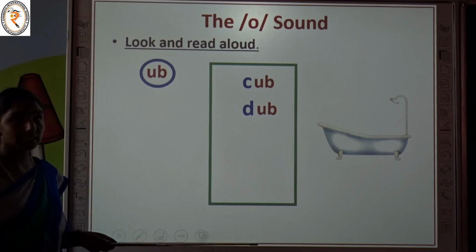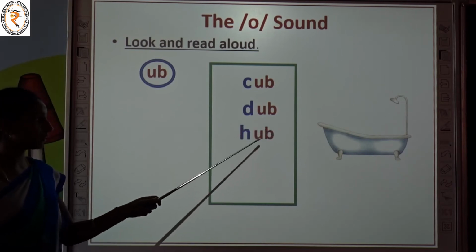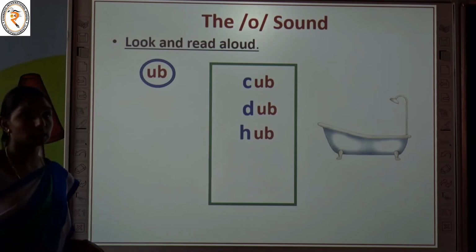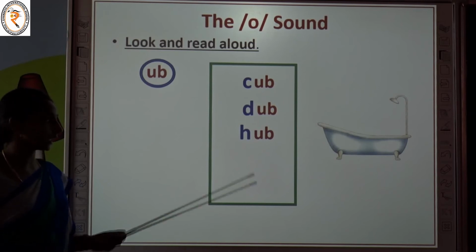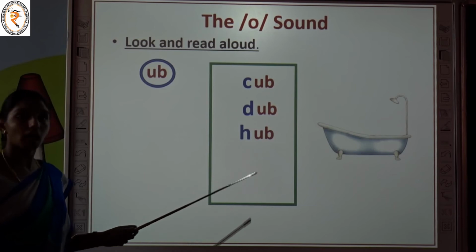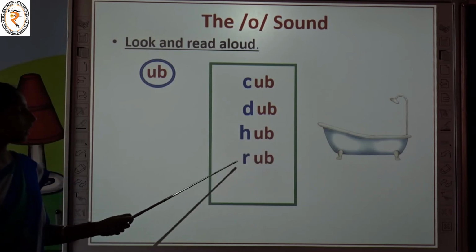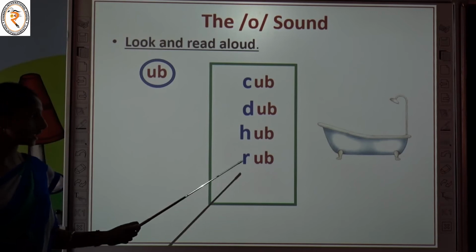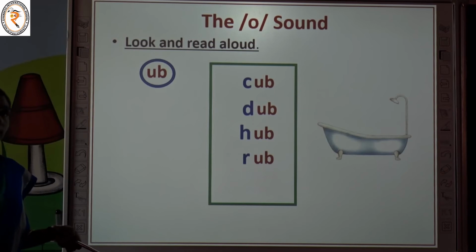The next, again we have ub. D is added. D plus ub, dub. Very good. Again we have ub. H is added. What is the sound of the letter H? Can you tell me? Ha. Horse. Honest. Yes, ha. Ha plus ub, hub. See the next one. R is added. What is the sound of the letter R? Try yourself. R. Yes, r plus ub, rub. Try, children. Open your mouth and repeat after me.